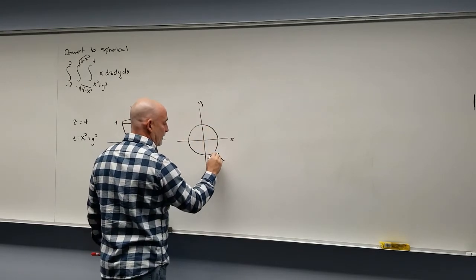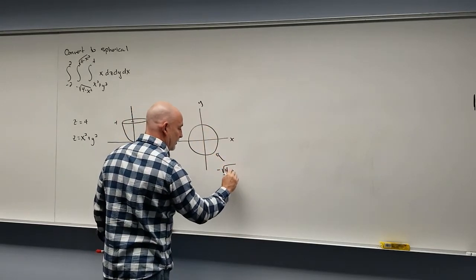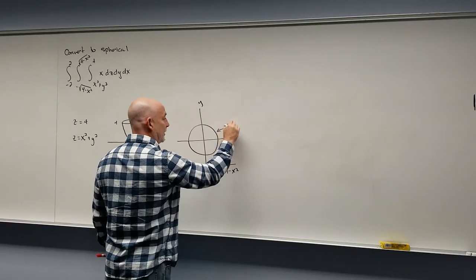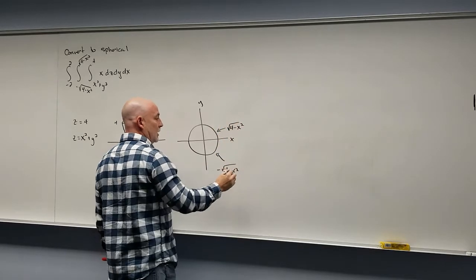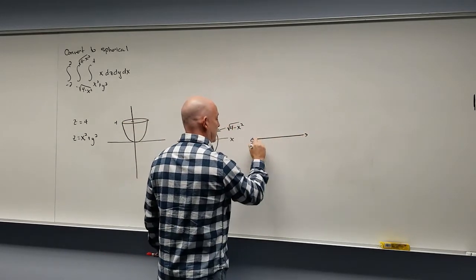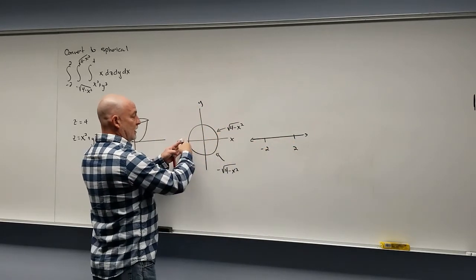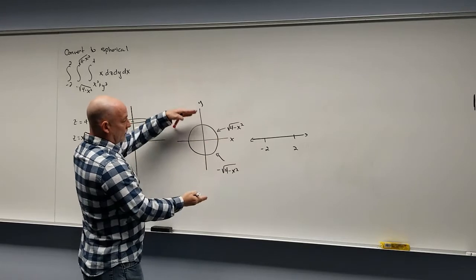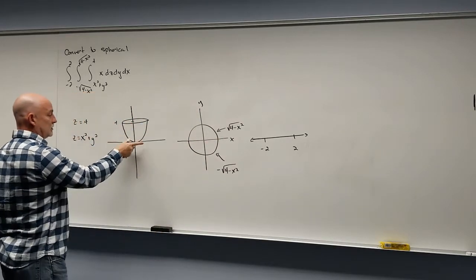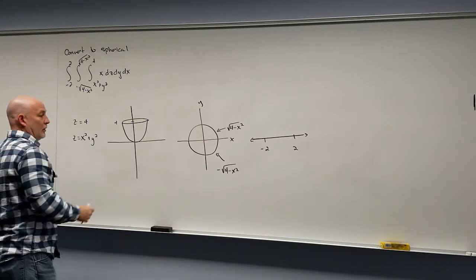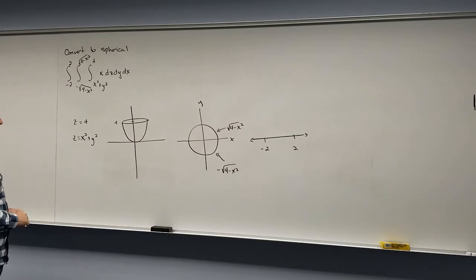And we do the entire region, because in the xy plane, the bottom half here is the negative square root of 4 minus x squared. The top is the positive square root of 4 minus x squared. And our last bounds, x goes from -2 to +2. So x covers this entire circle, y goes from the top and the bottom of the circle, and z goes from the paraboloid up to the plane. So we get this entire volume.